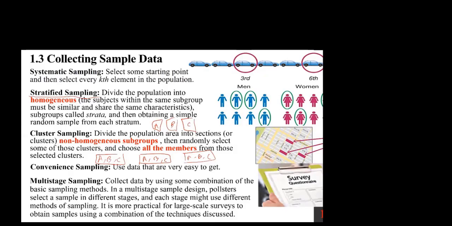Let's say you do AAB or ACA. Can they have the same members? In stratified sampling, all of them are A's, all of them are B's, all of them are C's, in 3 different groups, and you pick a few from each group.